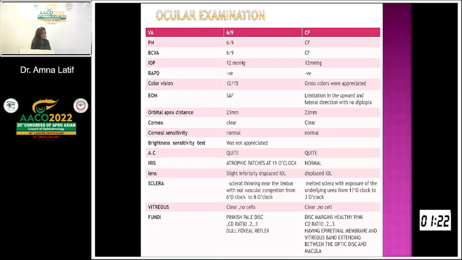The sclera of the right eye showed thinning near the limbus without vascular condition from 6 o'clock to 8 o'clock position, but in the left eye there is a melted sclera exposing the underlying uvea from 11 o'clock to 3 o'clock position. On fundus examination, the right eye had a pinkish pale disc with dull foveal reflex, and the left eye had healthy disc margins with some epiretinal membrane and a vitreous band extending between the optic disc and the macula.